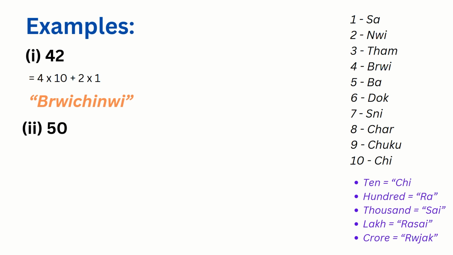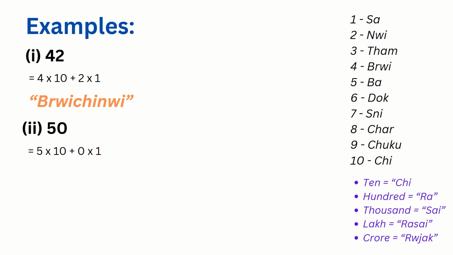Like we have solved the previous example, let us try to arrive at the Kokborok term for 50 also. For 50, we know that the 5 is in the tens place. That means there are 5 times 10 in 50. And the 0 is in the ones place, which means there are 0 times 1 in 50. So 50 can be broken down as 5 into 10 plus 0 into 1.